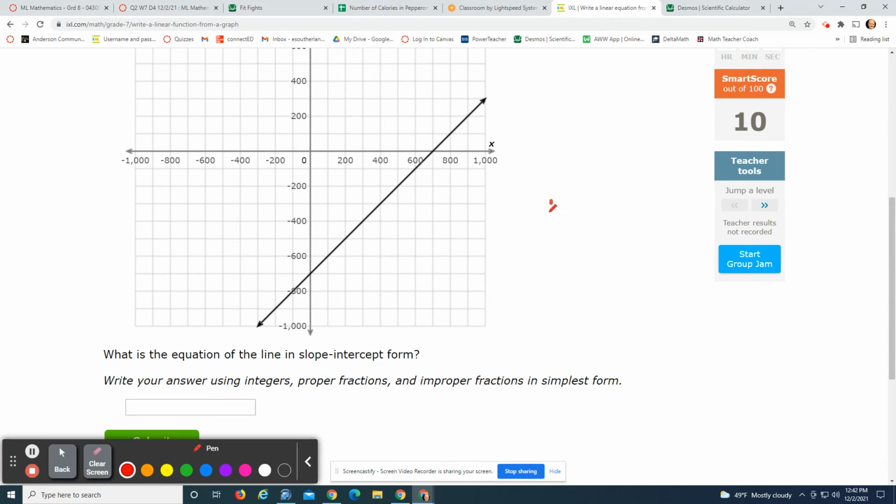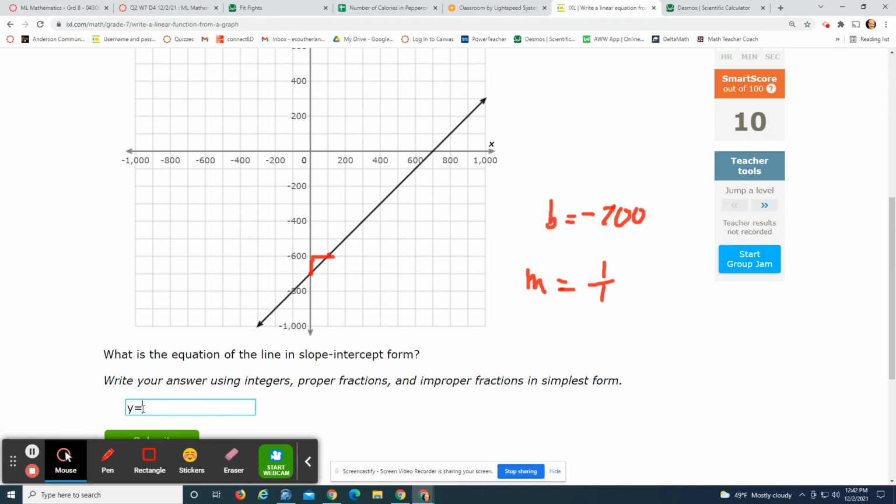So the y-intercept for this one would be negative 800. Or I'm sorry, negative 700. It's right there. Crosses again there. It rises 1 and runs 1. So the slope is 1 over 1. Left to right, it's going up. So this will be a positive slope. So we would type in y equals 1 over 1x minus 700.